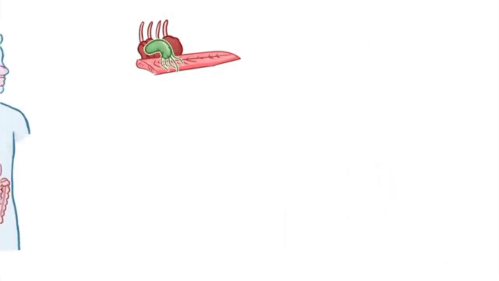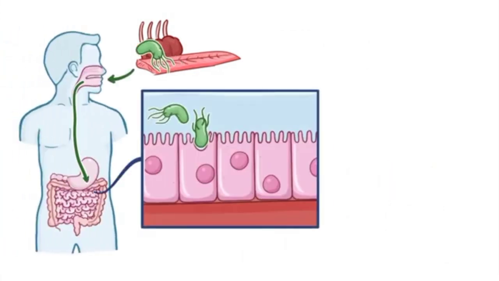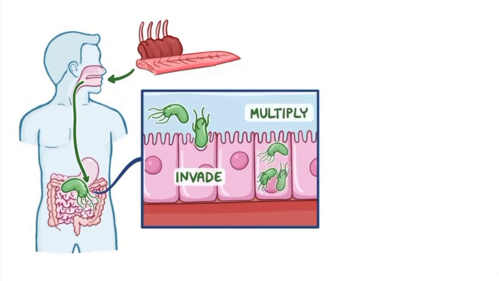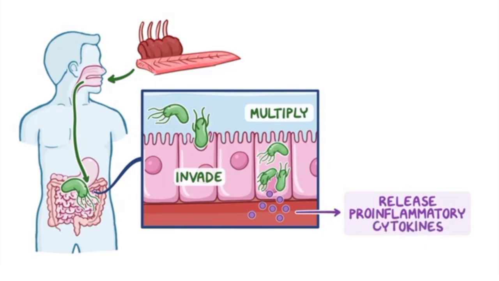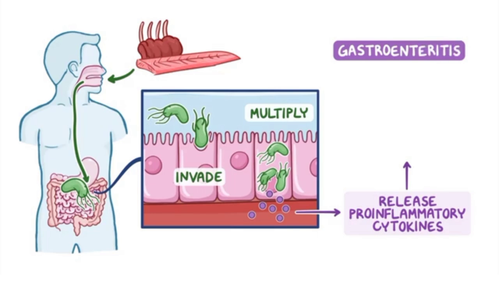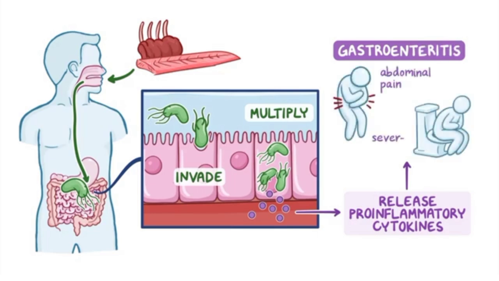When the bacteria are ingested, they travel through the digestive tract, invading and multiplying in intestinal cells. Infected cells then release pro-inflammatory cytokines, causing an inflammatory response. This results in gastroenteritis, or inflammation of the intestinal tract, causing abdominal pain and severe diarrhea.